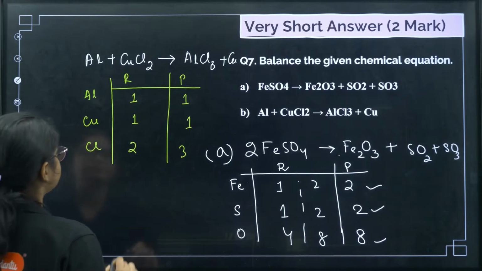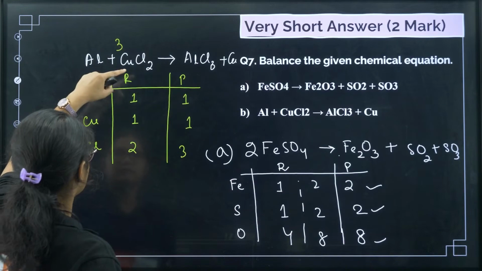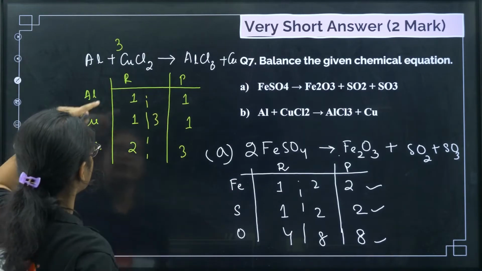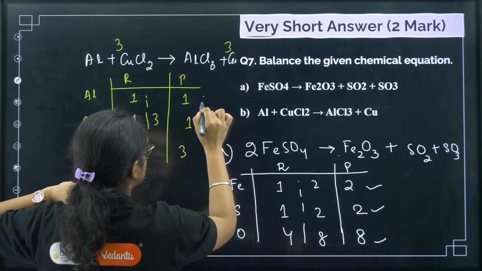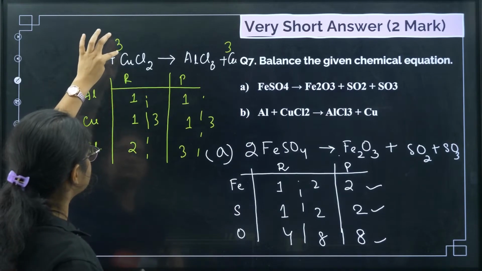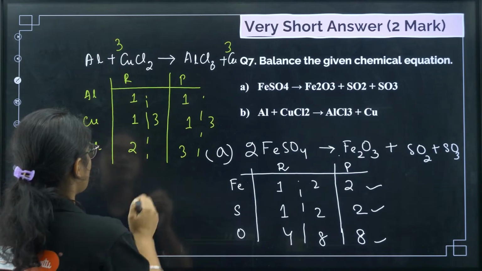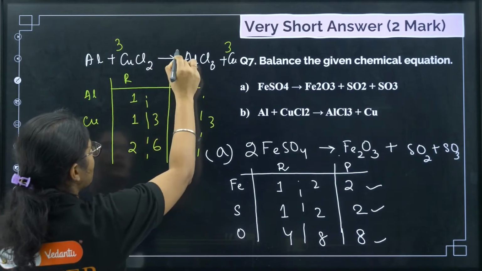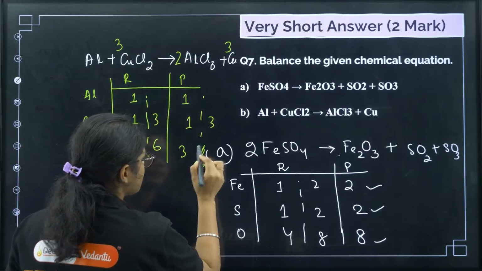So what I can do, if I multiply 3 here, what will I get? 3 copper now. So this became 3 copper. Now if I'm making this 3, I'll make 3 also here. So this one will also become 3. Now when I make this one 3, chlorine became how much here? 6. 3 into 2, 6 chlorine. So now my chlorine is 6. To make this one 6 chlorine, I can multiply a 2 here. So this one will become 6 chlorine, right?